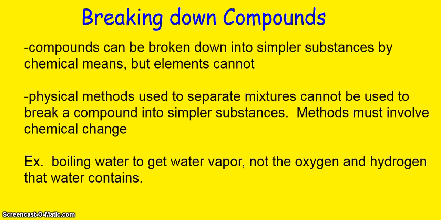So let's say we wanted to break apart a compound. It can be done, but the chemical structure is changed when that occurs. That means in order to break it down, I have to put it through some kind of chemical change. An element cannot be broken down. It is the simplest form of matter I can have. I can't break apart the atoms and still have those basic forms of matter.